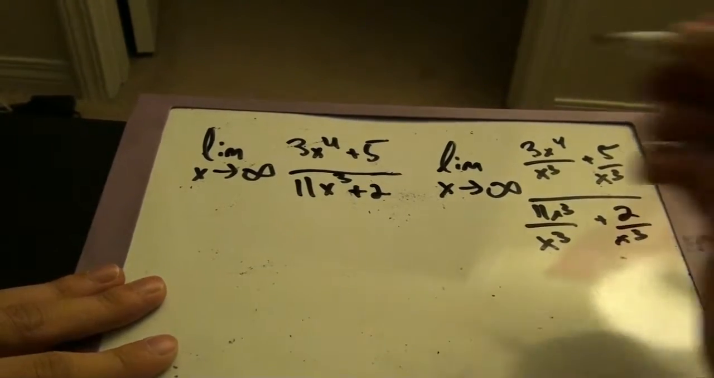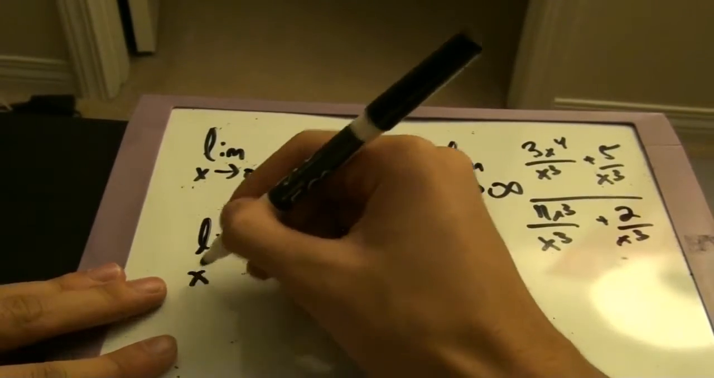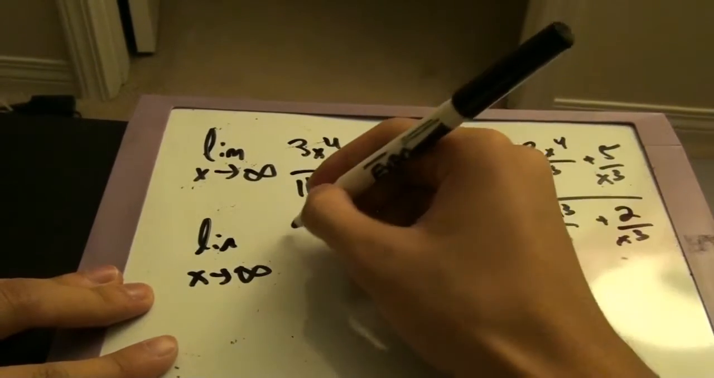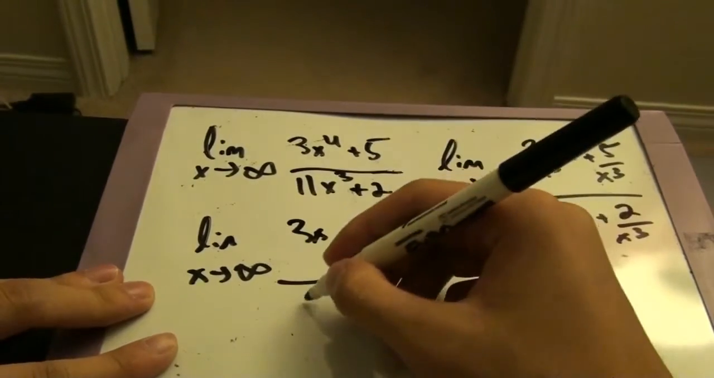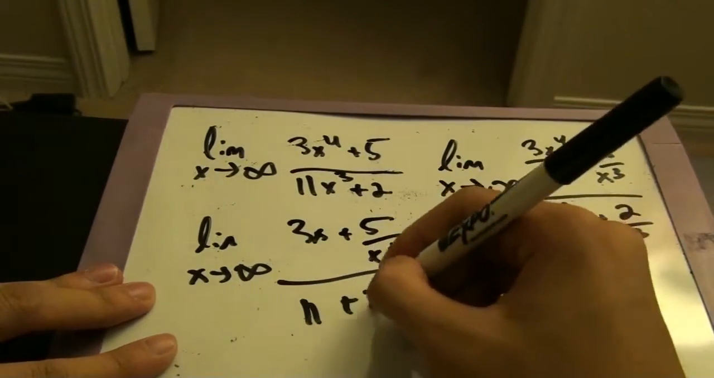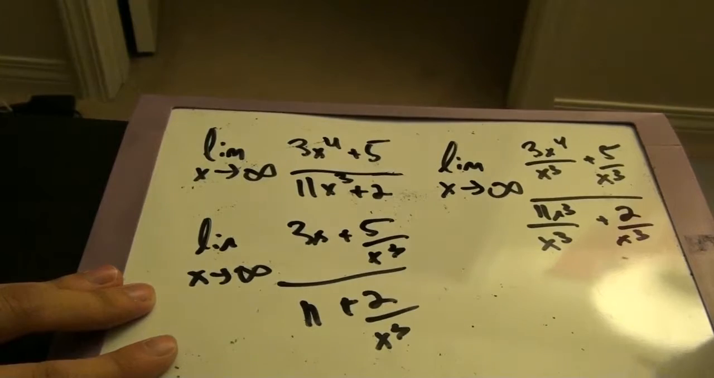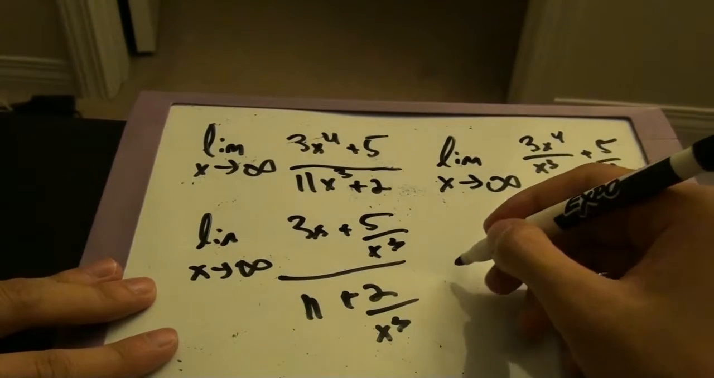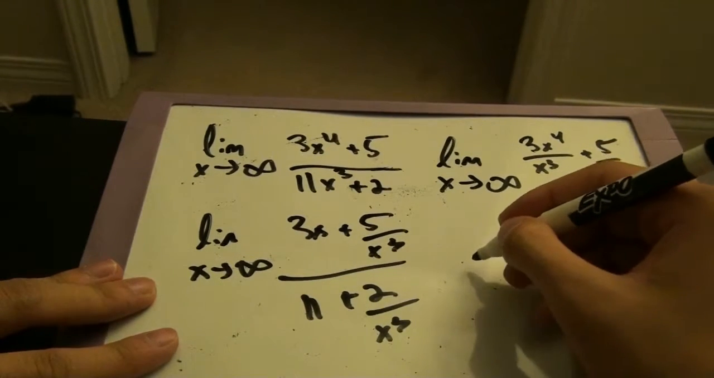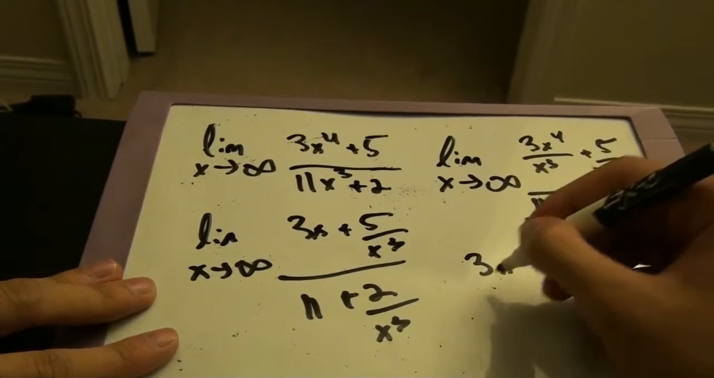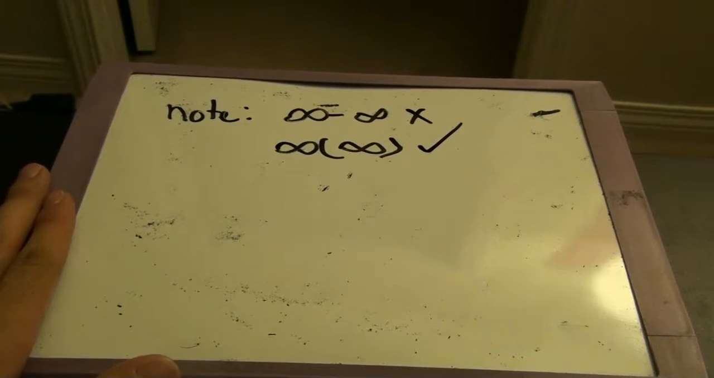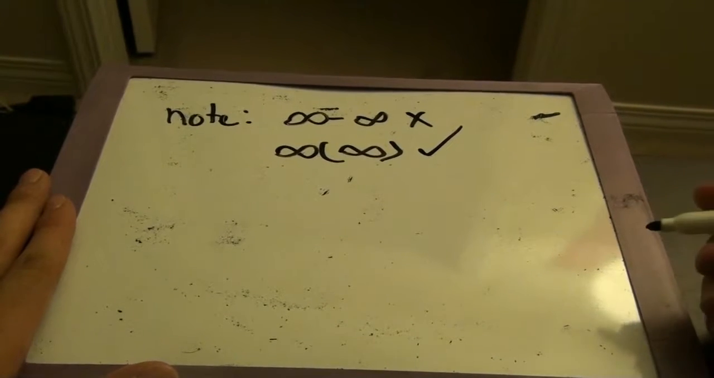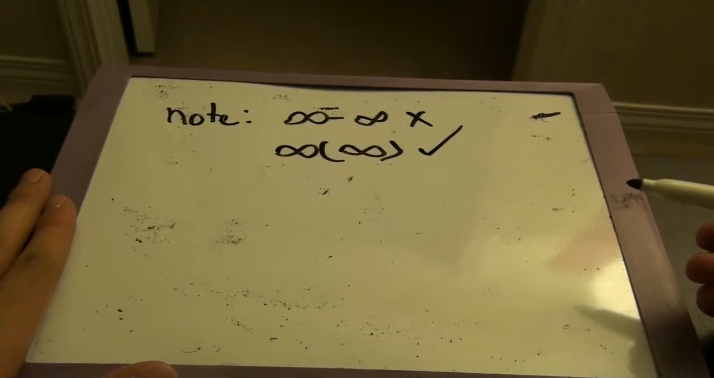Now after we simplify this, we get the limit as x approaches infinity equals (3x plus 5 over x to the third) over (11 plus 2 over x to the third). Now, after we simplify this, we'll get the expression 3x over 11.